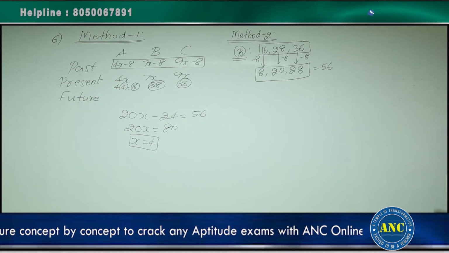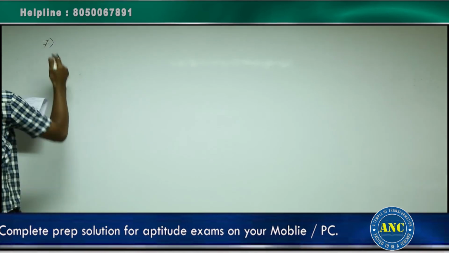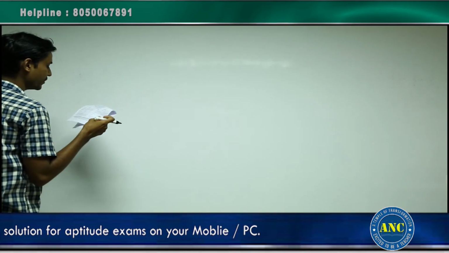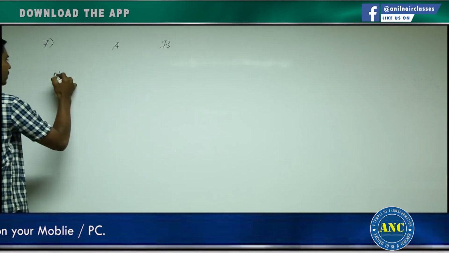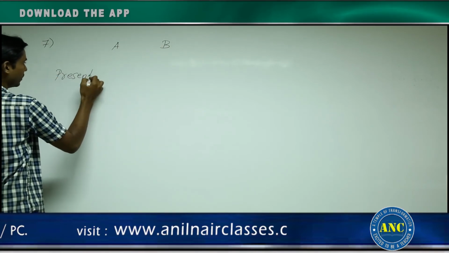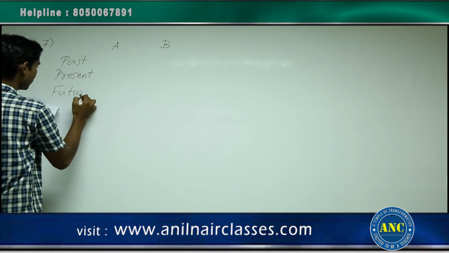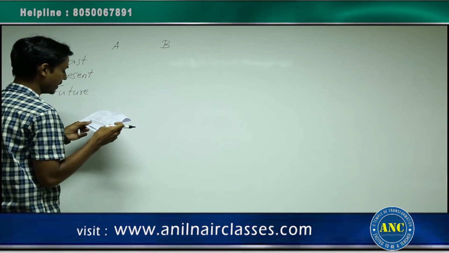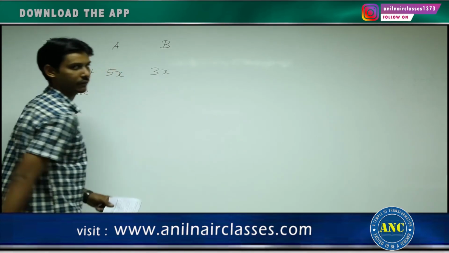These are all your examination questions. The ratio between the present ages of A and B is 5 is to 3 respectively. There are 2 people, A and B. Present, past, future. The ratio between the present ages of A and B is 5 is to 3. This is given as 5x and 3x.